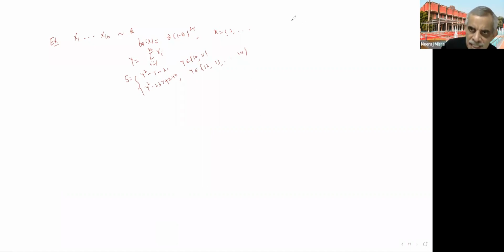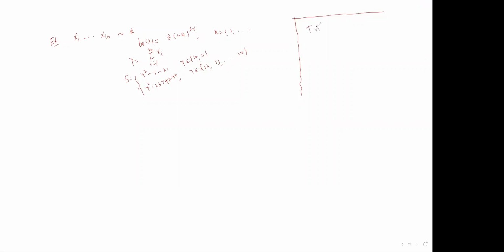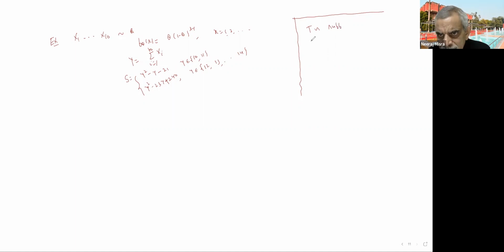So let us try to see. This is a conceptual question. Let us try to see: if T is given to be sufficient, and there is some other statistic S which I have to prove sufficient, what relationship should it have with T?